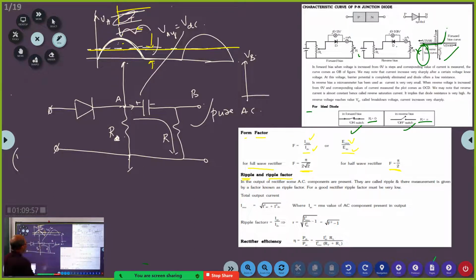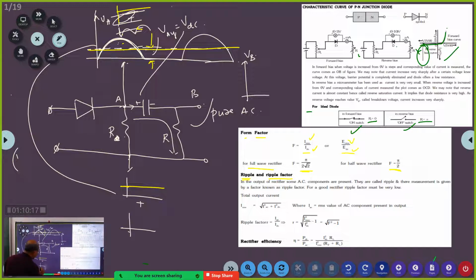I'll write it a little bit. So this waveform is a combination of two waveforms. What are the two waveforms? One waveform is this, plus another waveform will be this. This is 0. So you see, understand?